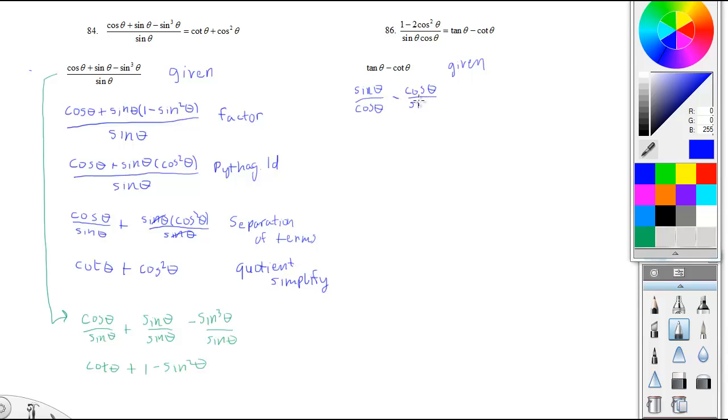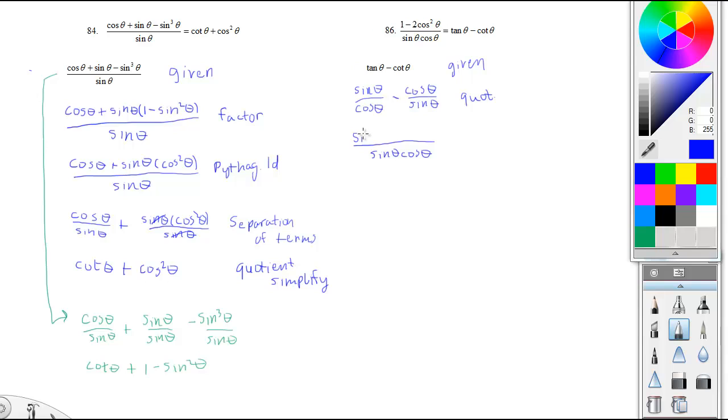Cosine theta over sine theta. Alright, so let's check out this one over here, number 83. Get all of this out of the way. So now we need a common denominator, which you're hopefully getting better at and seeing how that concept works. And so this fraction will have to be multiplied by cosine over cosine, and the given by sine over sine.